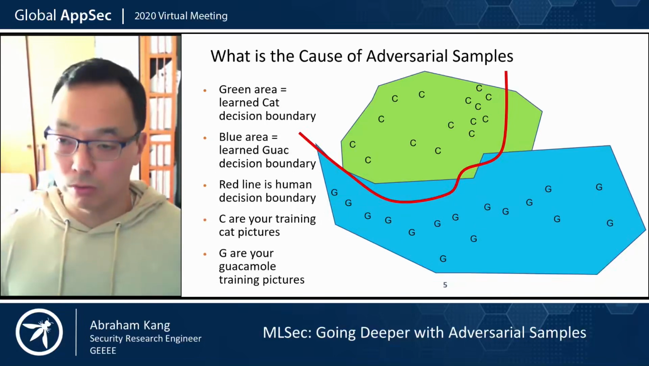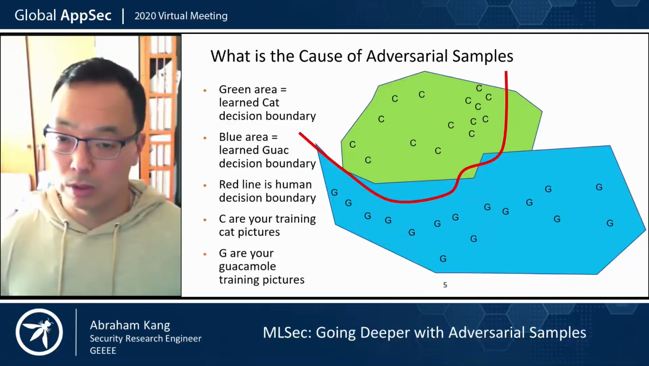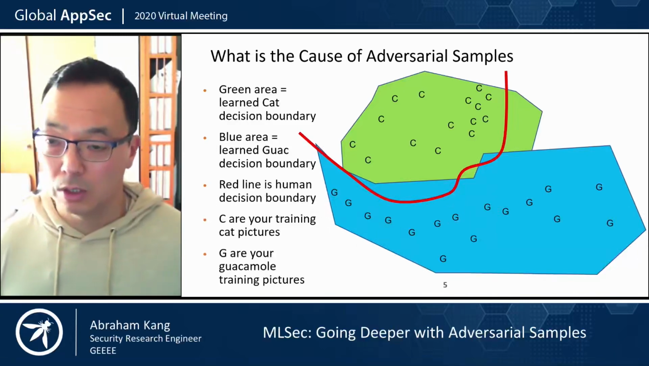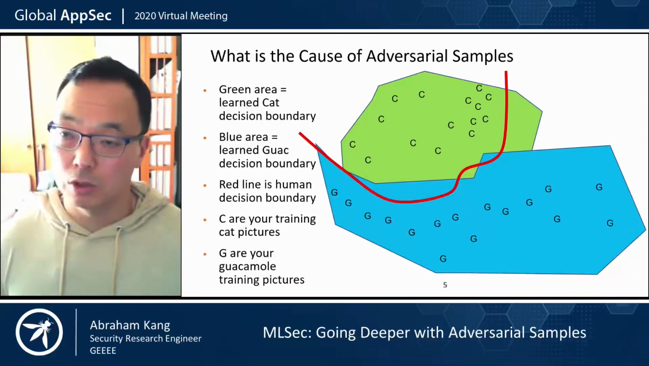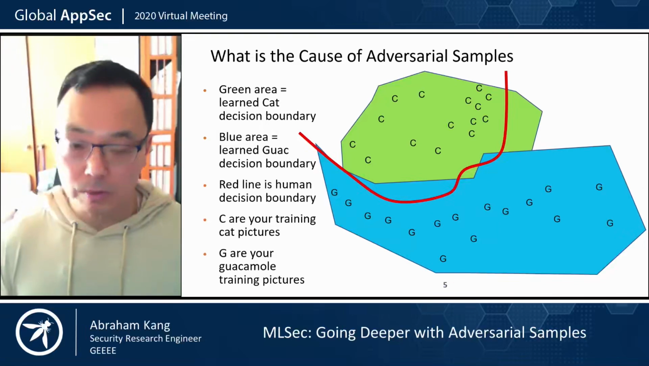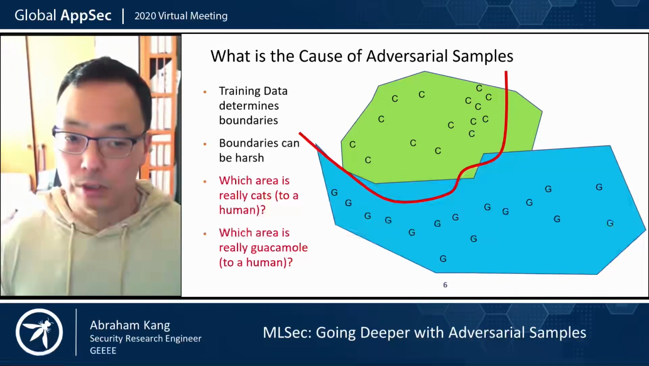Now, it's normal. Depending on what your model has, it's going to learn good or bad decision boundaries based upon the training data you give it. Now, let me ask you this question.